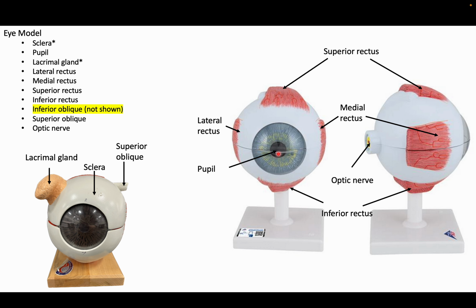And then here is the pupil, like I mentioned earlier. It's this opening right here in the center of the iris, which is the pigmented part. So this pupil can constrict when you are in a bright room because you don't need that much light. But if you're in a darker room, your pupil is going to dilate so you can let in as much light as possible so you can see better.